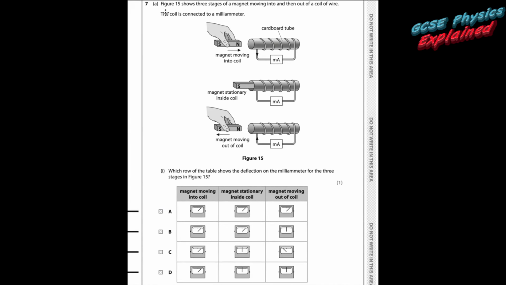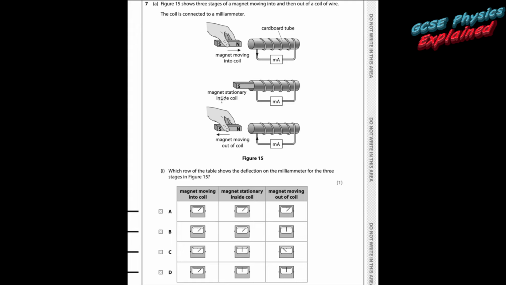Question 7, Part A. Figure 15 shows 3 stages of a magnet moving into and then out of a coil of wire. The coil is connected to a milliammeter. Part 1. Which row of the table shows the deflection on the milliammeter for the 3 stages in figure 15? Right, so going in, they are pushing the north in, the current's going that way. Right, magnet moving into the coil. Well, all 4 milliammeters have been deflecting over to the right.